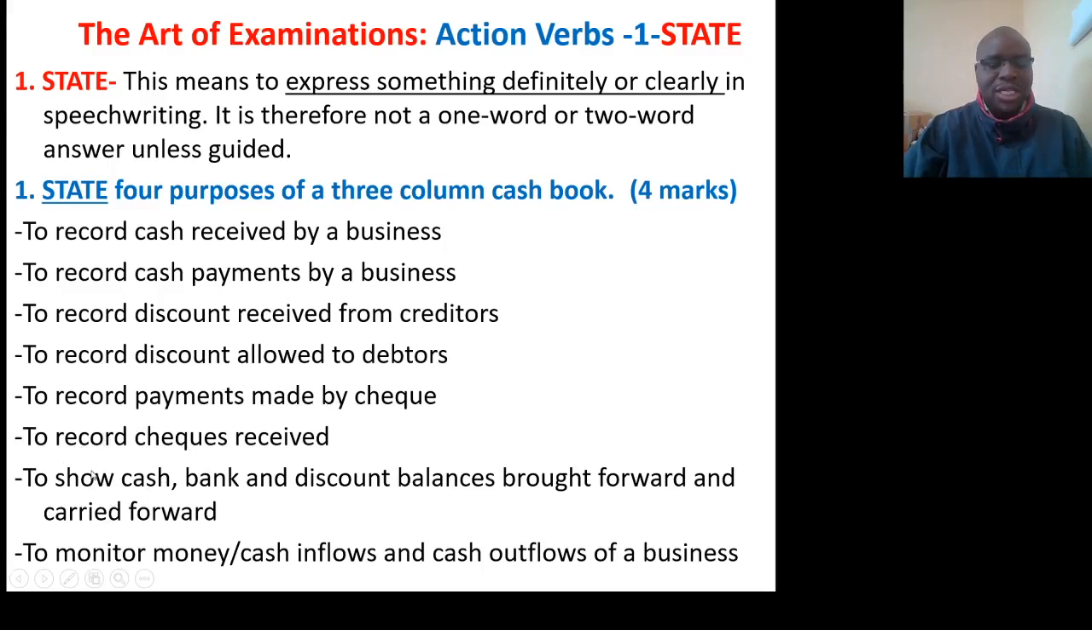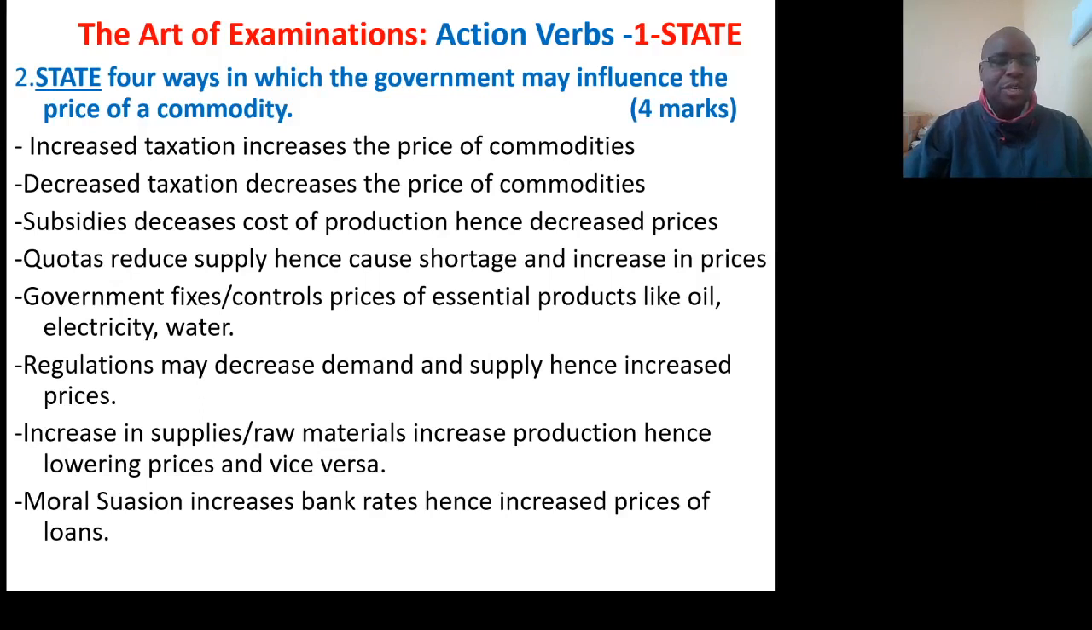It shows cash, bank, and discount balances brought forward and carried forward. It is used to monitor money or cash inflows and outflows of a business. Question number 2 about state. State 4 ways in which the government may influence the price of a commodity.